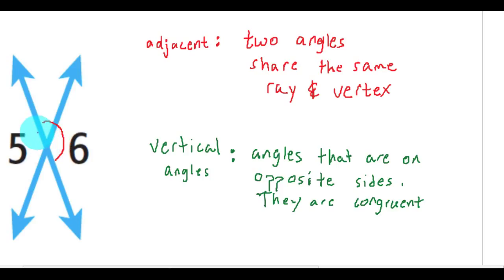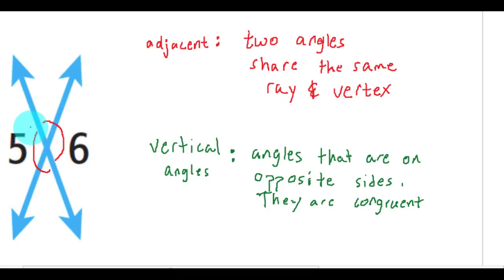Also on the other side, angle 5 and the angle next to it are also adjacent to one another. So another way of looking at it is these are two angles that are next to each other along a straight line. Now I'm going to highlight in green pen a pair of vertical angles.